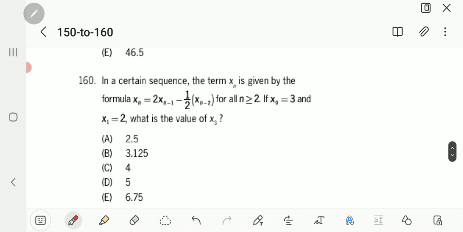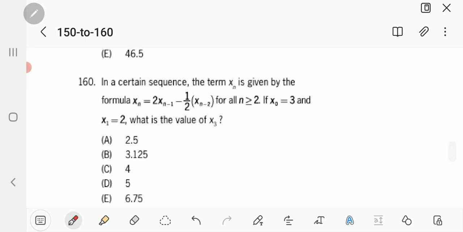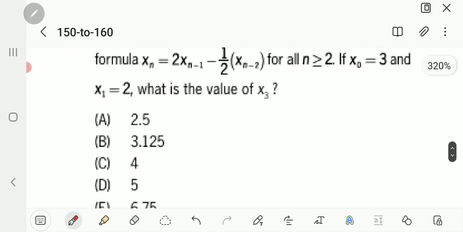In a certain sequence, the term Sn is given by the formula Sn equals 2S(n minus 1) minus half S(n minus 2). So we are saying n minus 1 is the term before it, and n minus 2 is the term two positions before it.